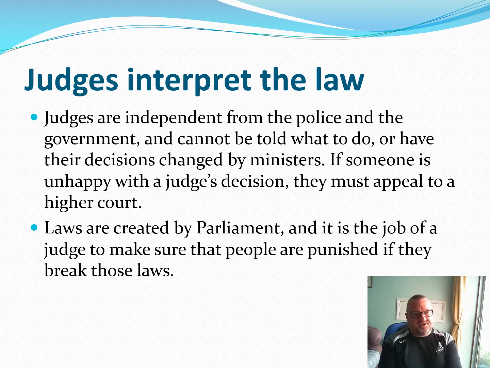Okay? So if a judge decrees that a law that has been brought about by Parliament is wrong or cannot be enforced, the government can't just say, well, we're disagreeing with the judge. The only way they can get that judicial decision changed is to appeal to a higher court. And if they lose that appeal, the law stands. Okay? So the laws are created by Parliament, but it's the job of the judge to make sure that people are punished if they break those laws.